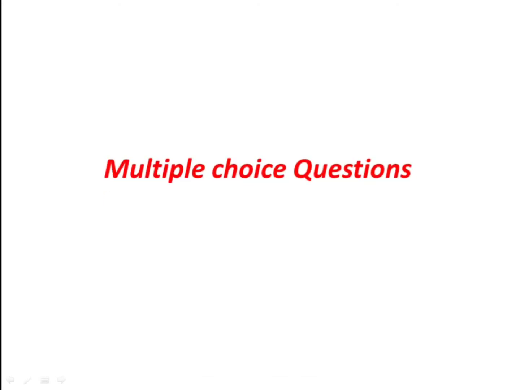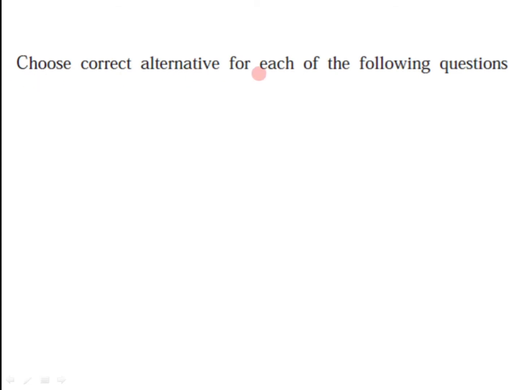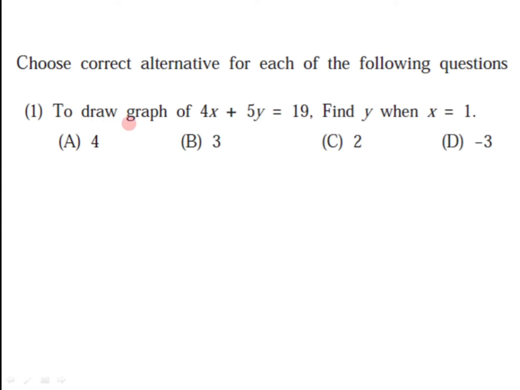Hello students, let us solve some multiple choice questions from the topic linear equations in two variables from class 10th. The question is, choose the correct alternative for each of the following questions. First question is, to draw the graph of 4x plus 5y is equal to 19, find y when x is equal to 1. The four options given are 4, 3, 2 or minus 3.